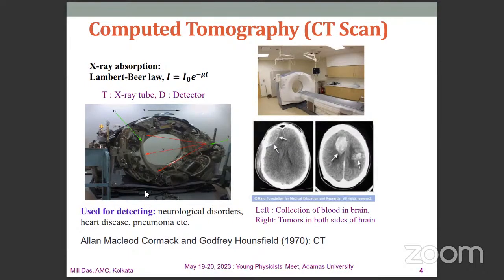This is the technology. And CT scan gives a 3D image, though it uses ionizing radiation X-ray, and the same ionizing radiation is used in a larger dose in CT scan. So CT scan is not very healthy because of these radiation doses, but it gives a clear 3D image, and it is used to detect neurological disorders like Parkinson's, Alzheimer's, etc., heart disease, pneumonia, and chest conditions. Here in the picture, the left one is showing a collection of blood in the brain, and the right one tumors on both sides of the brain. This clear image technology was invented by Alan MacLeod Cormack and Godfrey Hounsfield in the 70s.